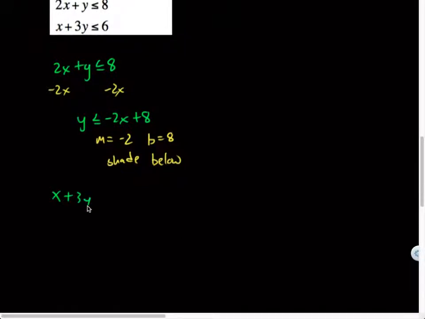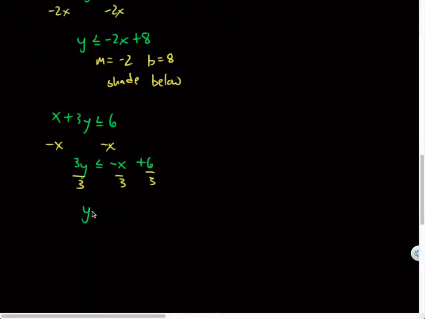So let's look at this last inequality. X plus 3y is less than or equal to 6. To put that in slope-intercept form, we'll subtract x from both sides, and I'll get 3y is less than or equal to negative x plus 6. What should I do now? Divide by 3 on both sides. Do I have to flip it? No, because it's positive. So I get y is less than or equal to negative 1/3 x plus 2.